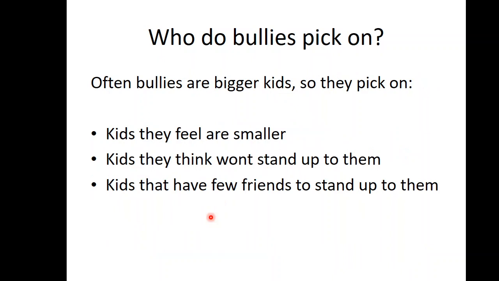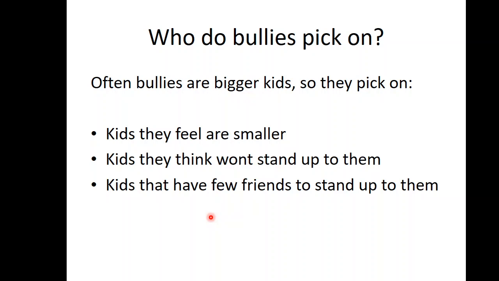Who do bullies pick on? Who usually gets bullied? Now bullying can be done at home, in the community, or at school. Often bullies are bigger kids, so they usually pick on kids that they feel are smaller, kids they think won't stand up to them, or kids that have fewer friends to stand up to them. So usually a bully is somebody older, and they usually bully the small kids, the ones that they feel they can hurt and you won't do anything, okay?